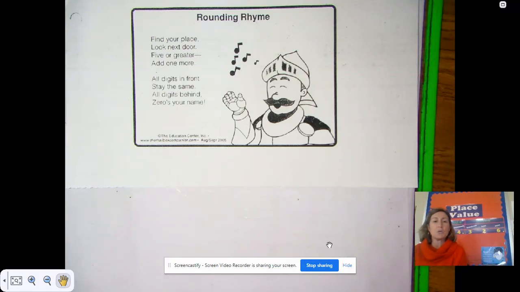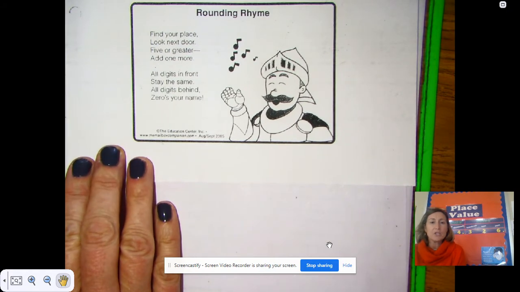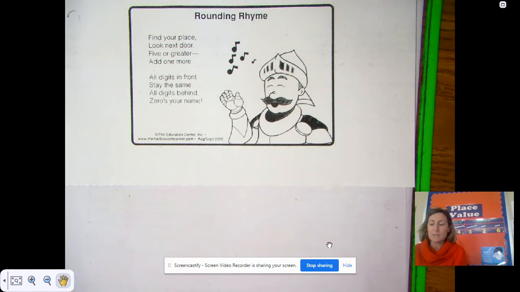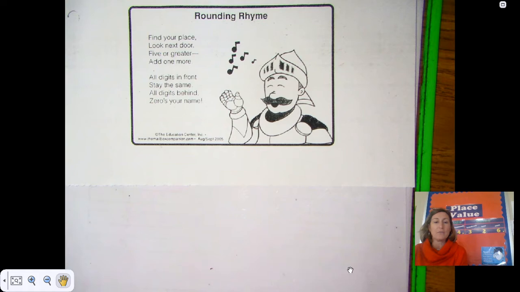I'm here to do a couple of things with you today. We're going to talk about rounding. So we're going to do a review of rounding. I know that you've done rounding before, so this is not the first time that you've heard of it. And then we're going to talk about the value of a digit and where a digit would come on our place value chart. Okay, so let's look at our rounding rhyme real quick, and then we'll talk about a couple other things and do some practice.